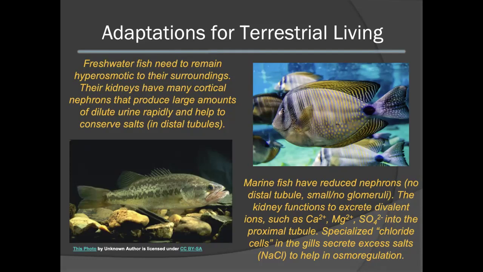small or absent glomeruli. The kidney in marine fish functions to excrete divalent ions such as calcium, magnesium, and sulfate. They will excrete these ions into the proximal tubule to be eliminated. In addition, specialized chloride cells are present in the gills. These specialized cells will help to excrete excess salt, such as sodium chloride, to also aid in osmoregulation.